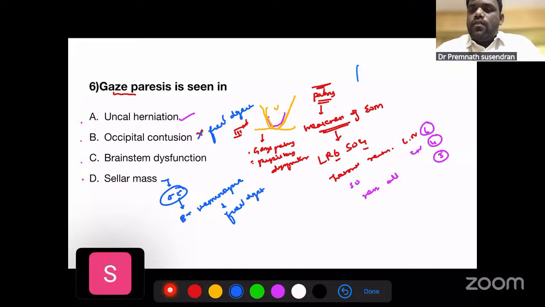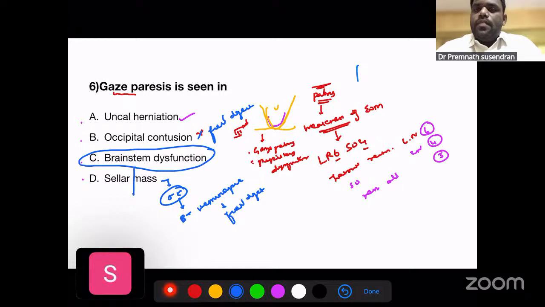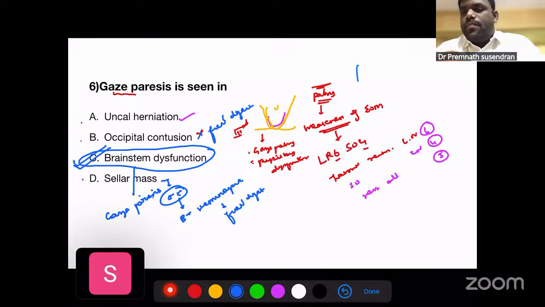Whenever there is a brainstem dysfunction, the patient develops gaze paresis very effectively. So among the two options, uncal herniation and brainstem dysfunction, you can go for the brainstem dysfunction more frequently, because all the LR6 SO4, the 6th, 4th and 3rd cranial nerves, are affected. The patient develops very effective gaze paresis. So brainstem dysfunction may be the better answer compared to uncal herniation. So go for the brainstem dysfunction.